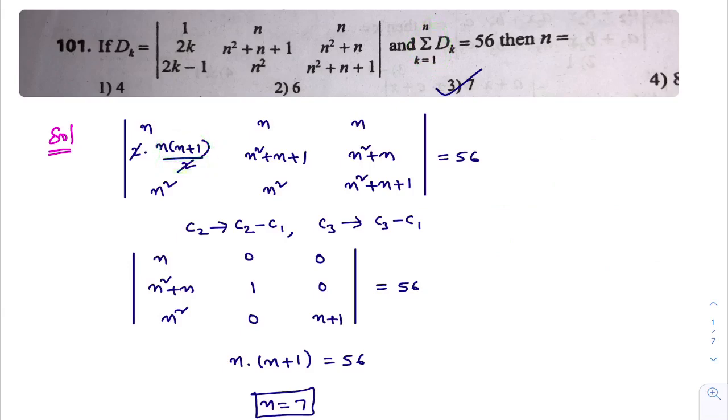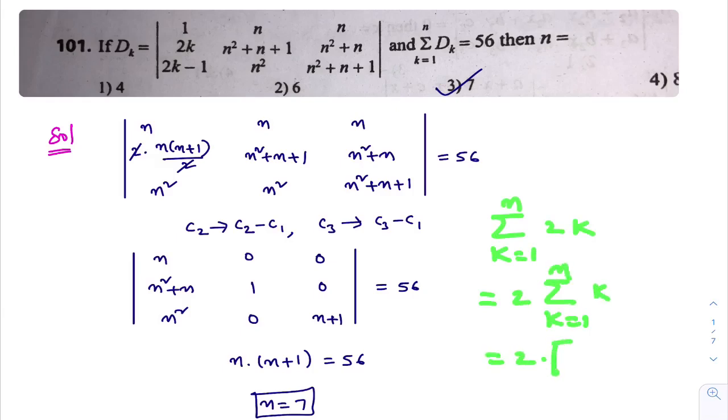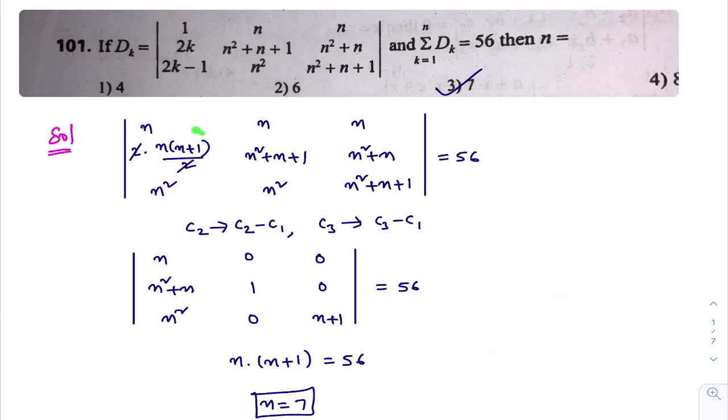Here this is sigma k equal to 1 to n. 2k means in place of 2 you take it outside. 2 sigma k equal to 1 to n k means that is 2 into, in place of k you write 1, in place of next you write 3, like that up to n. Okay, that is 2 into n into n plus 1 divided by 2. 2 will get cancelled. Again you will get this only. I hope you understand this.